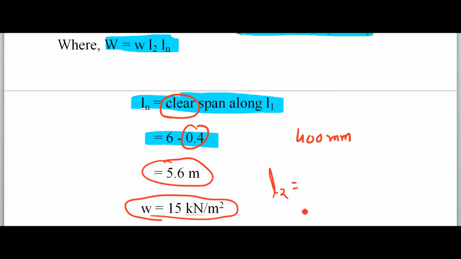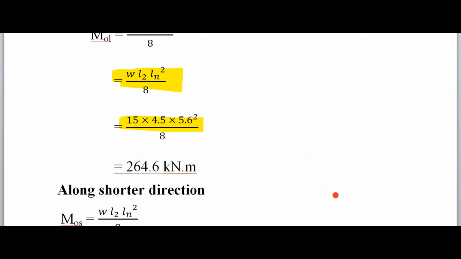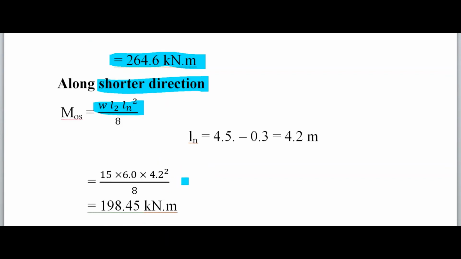Ln is a clear span, so we subtract a column. We minus a column from the regular span. L2 is the center to center distance, right? So L2 will be 4.5, 5.6 whole square, so moment is 264.6 kilonewton into meter. Moment along longer direction.